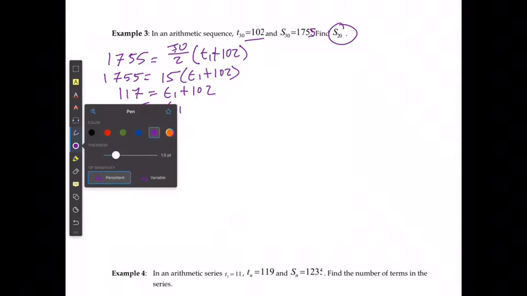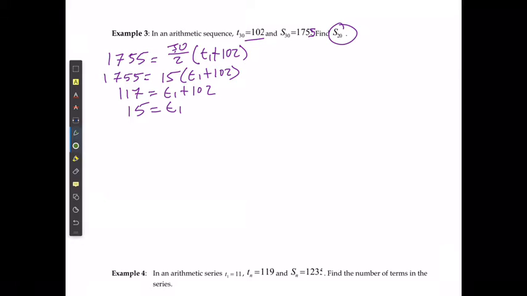Now I know T1 and I know term 30, so I can figure out what the difference is. The difference is going to be 102 minus 15 divided by 30 minus 1, which is going to give me 3.